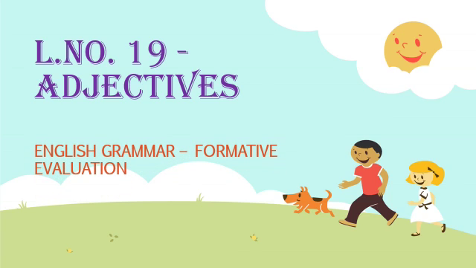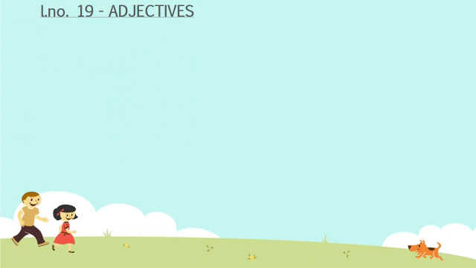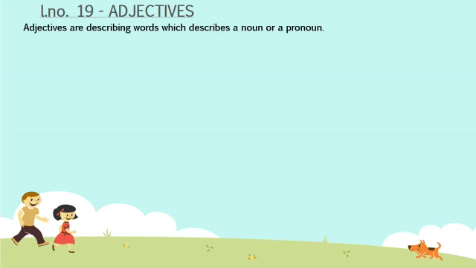So this is for English grammar, a formative evaluation topic. So lesson number 19, adjectives. Adjectives are words that describe a noun or a pronoun. Happy children. Then playful dog. How the dog is very playful and how the children are very happy looking at the dog. So you describe what the mood of a person is, how the person is. So we shall see how the topic becomes very clear with more examples.